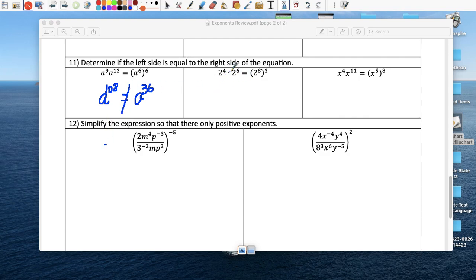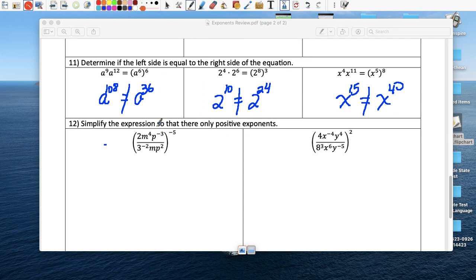This one, 2 to the 4th times 2 to the 6, keep the base. Add the exponents. 4 plus 6 is 10, so that equals 2 to the 10th. Here, remember, when it's an exponent raised to another exponent, we multiply, so that gives me 24. And are they the same? No, they're not. Again, x to the 4th times x to the 11, keep the base, add the exponents, we get 15. And then it's a power to a power, so keep the base, multiply the exponents. 5 times 8 is 40. Are they the same? No, they're not. Okay, so just be very careful with that one.